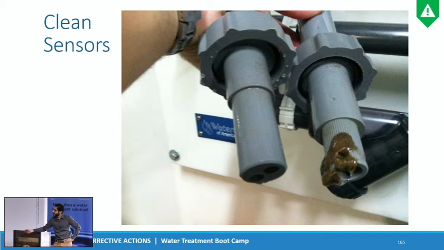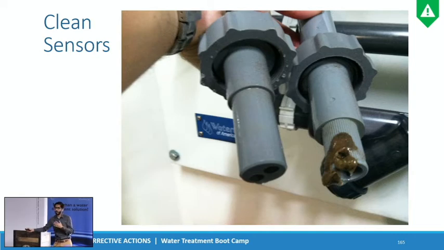This, on the other hand, is an ORP sensor. This is a little bit more delicate. You might want to clean it up with a cleaner, or if you don't have a solution, just a mild grade acid, you can clean it up. And one note of caution here, if you do put it back into the system, your readings might be off for a little bit, right? Because it takes time for this sensor to get cleaned up and back to where it was reading.